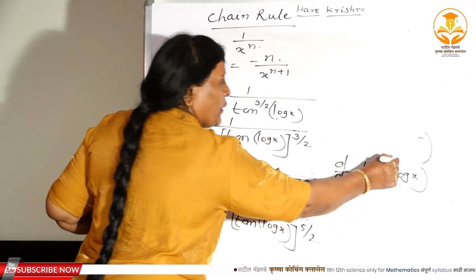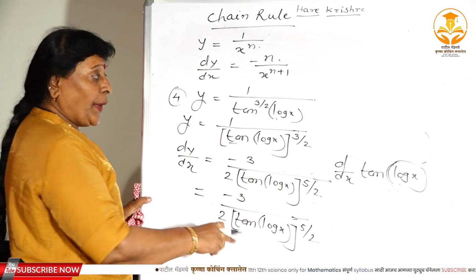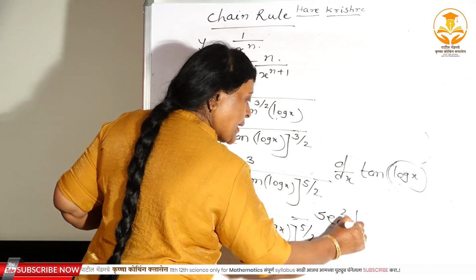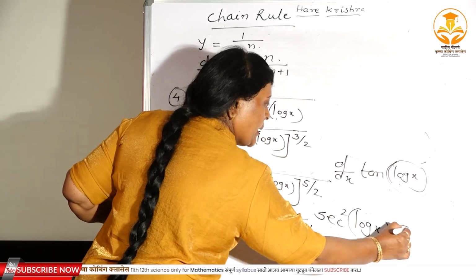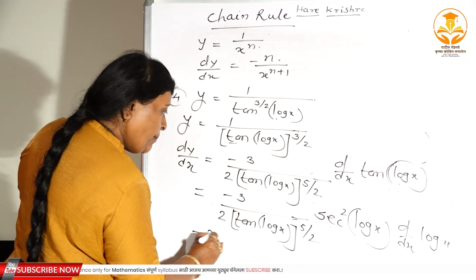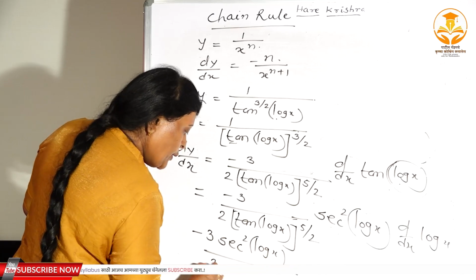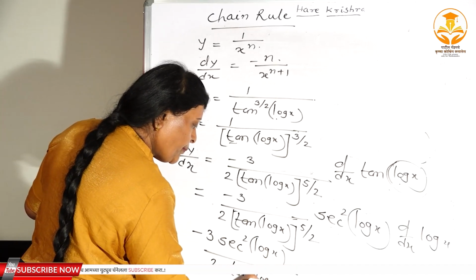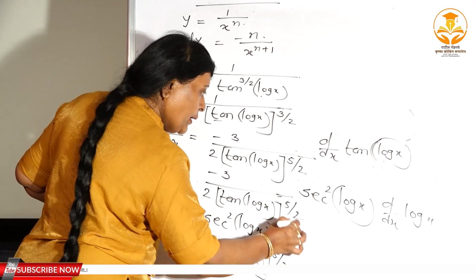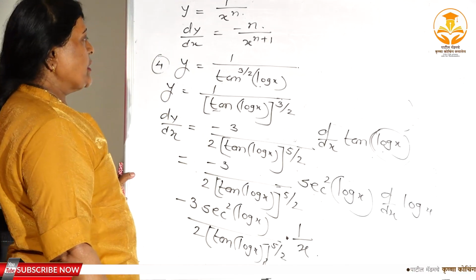Now again here you have to substitute u. You know the derivative of tan x. The derivative of tan x is sec square x, but the derivative of tan log x, means the derivative of tan u is sec square u, means sec square log x, and again you have to consider d dx of log x. Right? Now see, this is minus 3 sec square log x divided by 2 tan log x to the power 5 by 2, and here the derivative of log x is 1 by x. This is the result. Right?